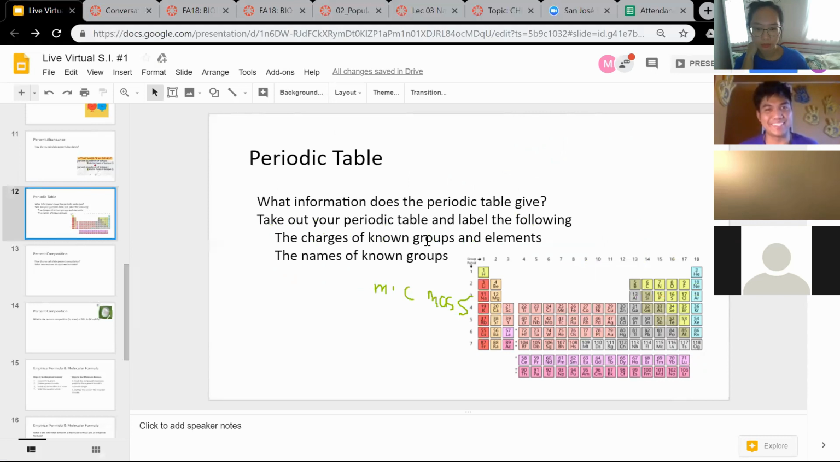But moving on. The periodic table has all this information that will help you out during lab, the test, lecture, any problems like that. But you just have to know how to read it. So right now, I would like everyone to take out their periodic table and label the following. Name the groups that you know, and also I want to know what the charges of each of those groups are.